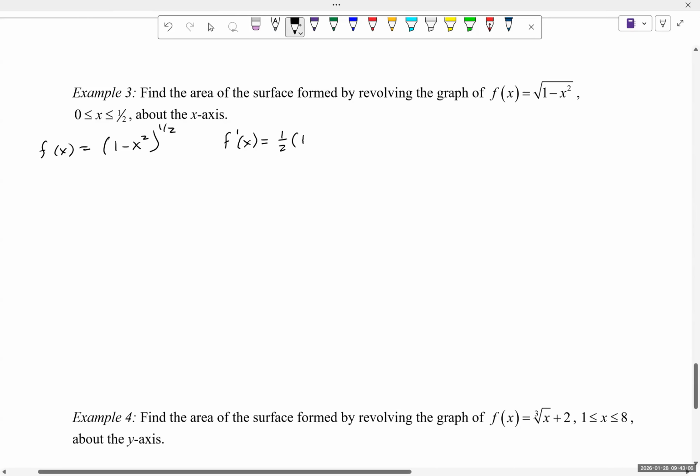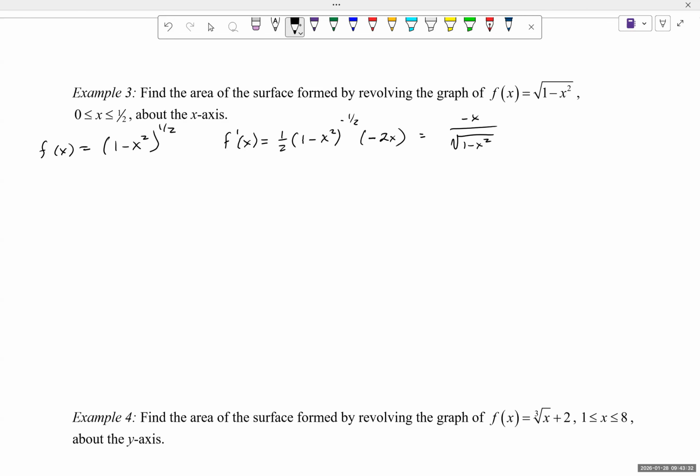1 minus x squared, which makes it to the negative 1/2 times 2x. Negative 2x. Oh, it is negative 1. Excellent. Thank you. And then if we were to simplify that a little bit, do we get a negative x on top and a square root of 1 minus x squared on the bottom? Is that all that reasonable? Yeah? Okay. So now we've got to plug it into this thing.